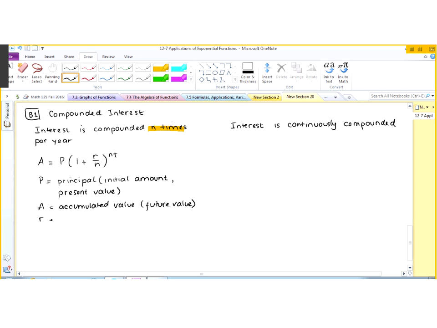Can you guess what R is? Rate? What type of rate? Yearly interest rate. But this is in percent, and we're going to change it to decimal. What is T? T is the number of years the amount is invested.